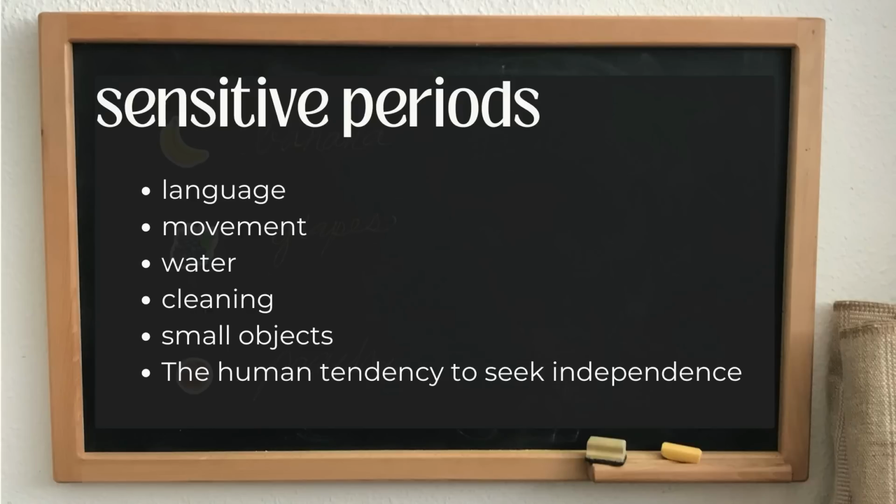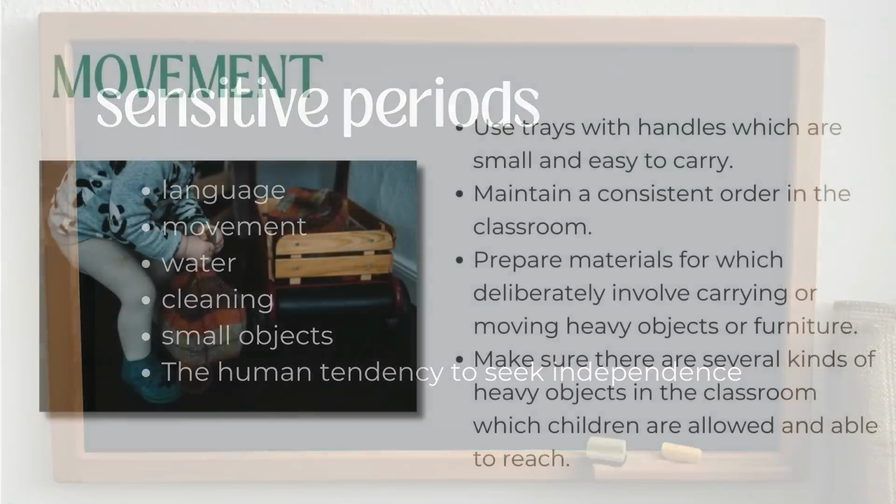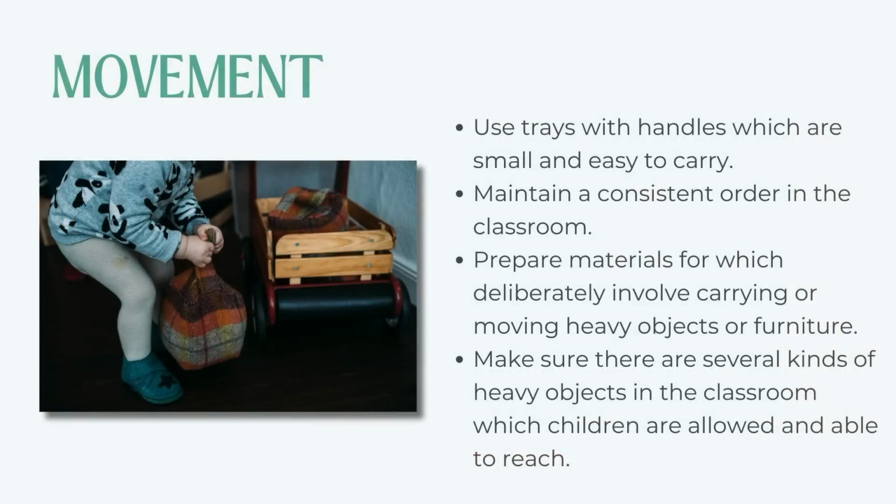And the final one, it's not a sensitive period, but it's more of an innate human tendency, which is to seek functional independence. In the next slides, we'll go over each of these moments in the child's life and the key materials that you could use in the classroom to support these important and universal learning requirements. So first is movement.